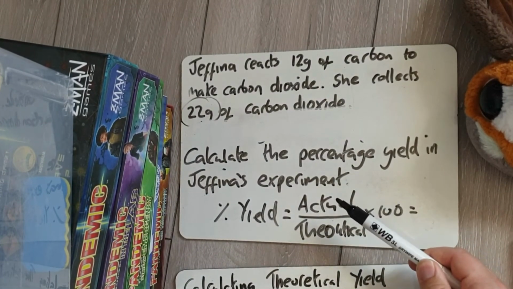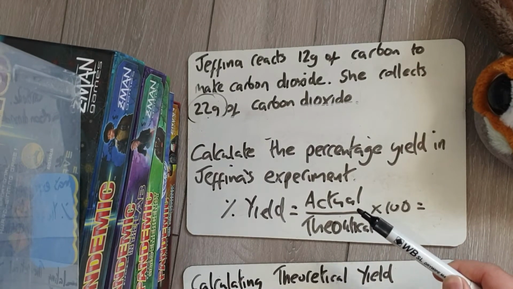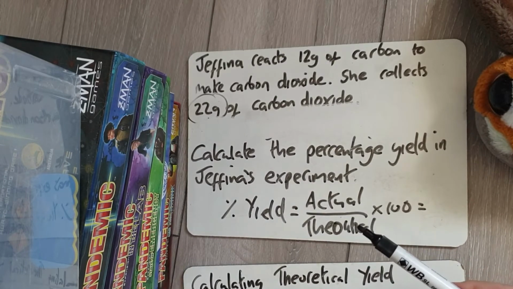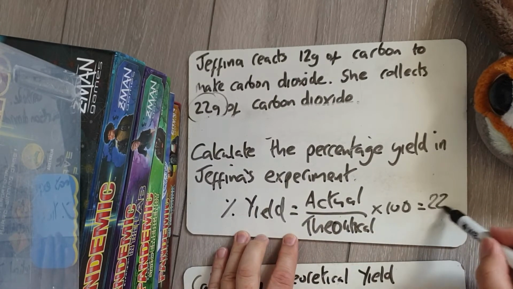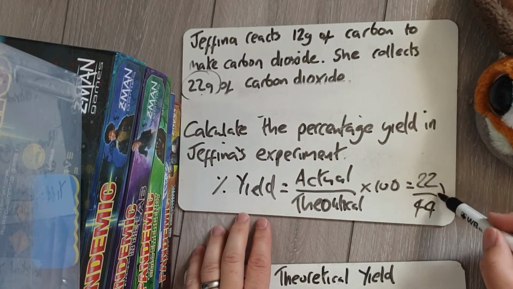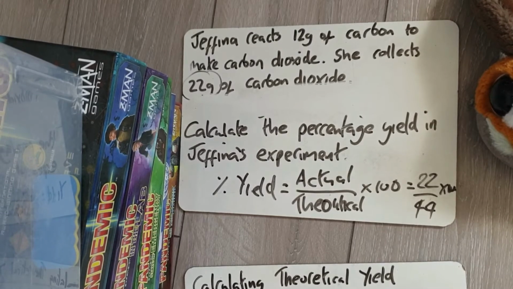So actual yield, 22 grams. Theoretical yield, we worked it out to be 44. So it's 22 divided by 44 times 100, which I haven't got space to squeeze in. So it's 50%. But you know that because we've already done that question.